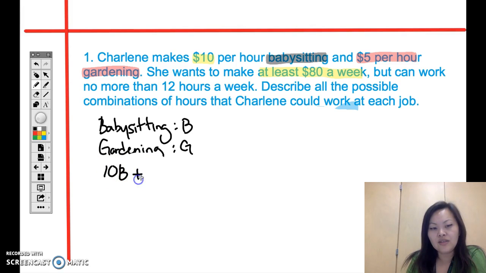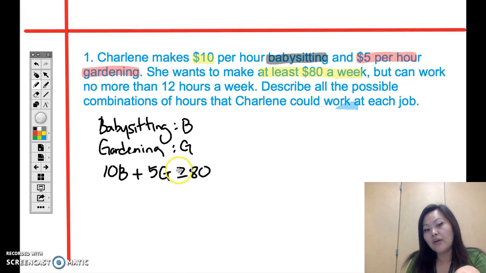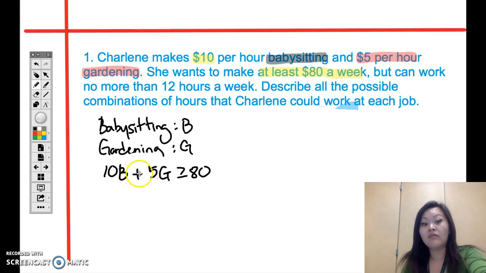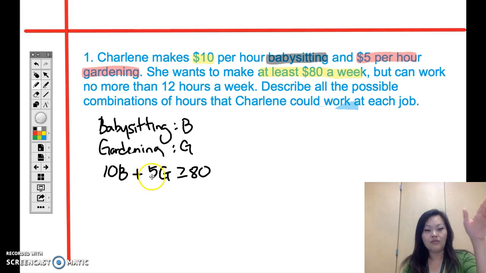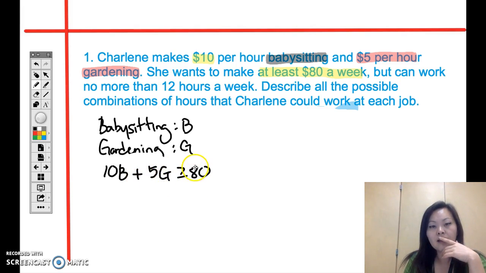And then in addition to that, she's going to be gardening $5 per hour. So it's 1 hour, $5, and 2 hours, $10. So again, it's a multiplication relationship. So I'm going to put 5G. And then she wants to make at least $80 a week. That means she's going to make equal to or more than $80. So the mouth has to open towards the amount of money that she is making on the left-hand side, okay?